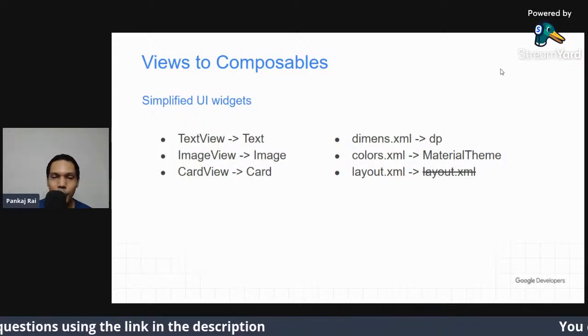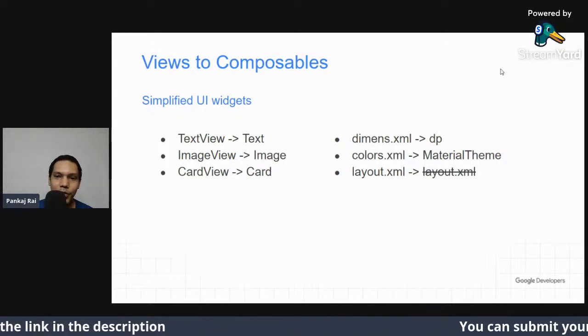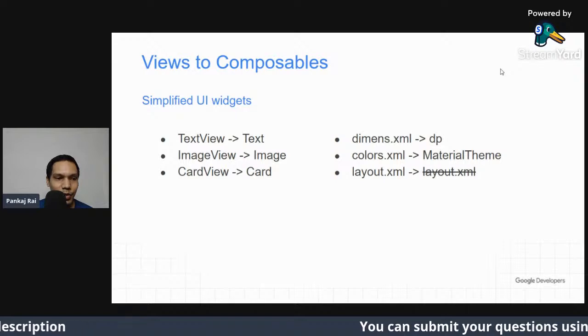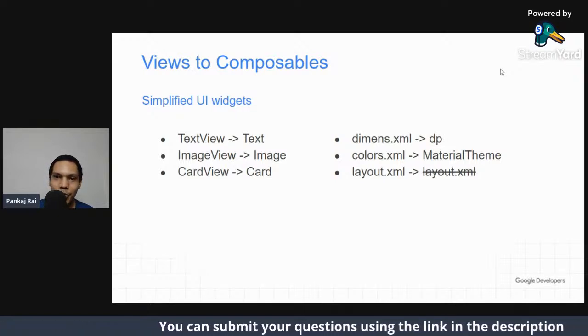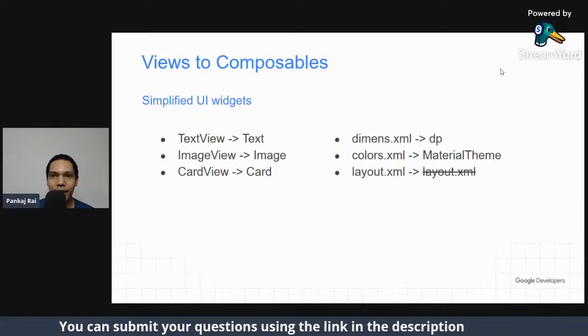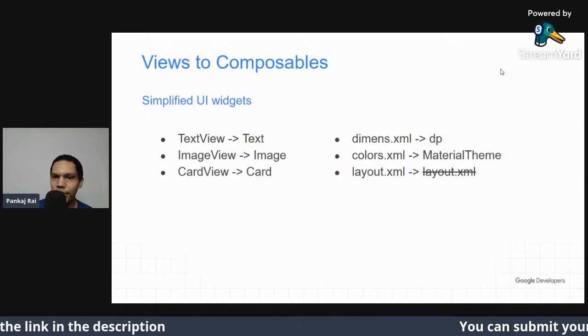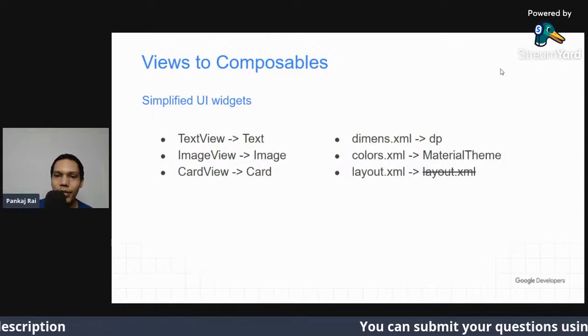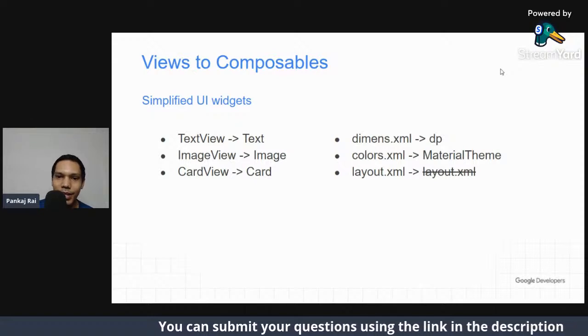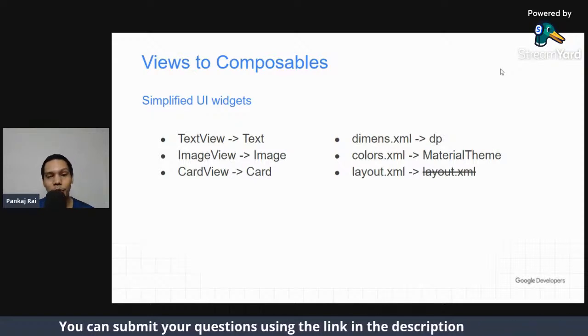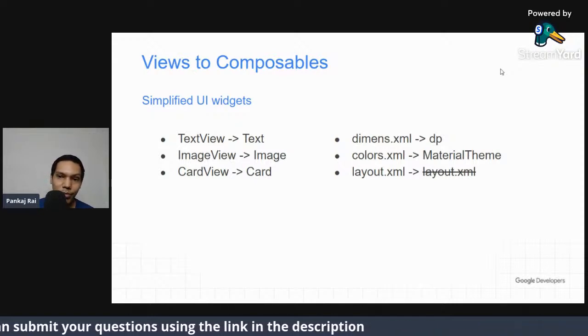And as I said, no more XML, whether it's your layout, colors, or dimensions. For dimensions, now you can directly say a number like 10.dp. You have any dimensions, say 24, 32, whatever dimensions that you have. You write that number, then say .dp. That's it. Colors.xml that we used to have for defining the theme of the application.